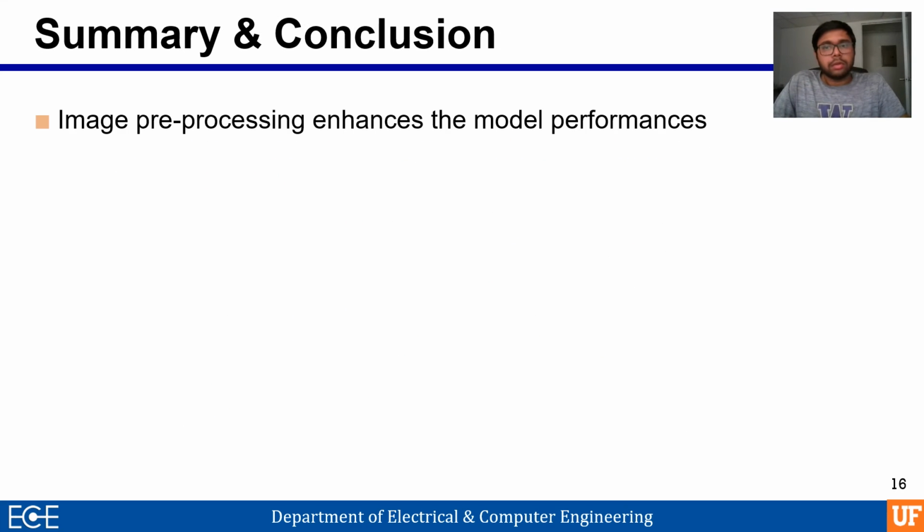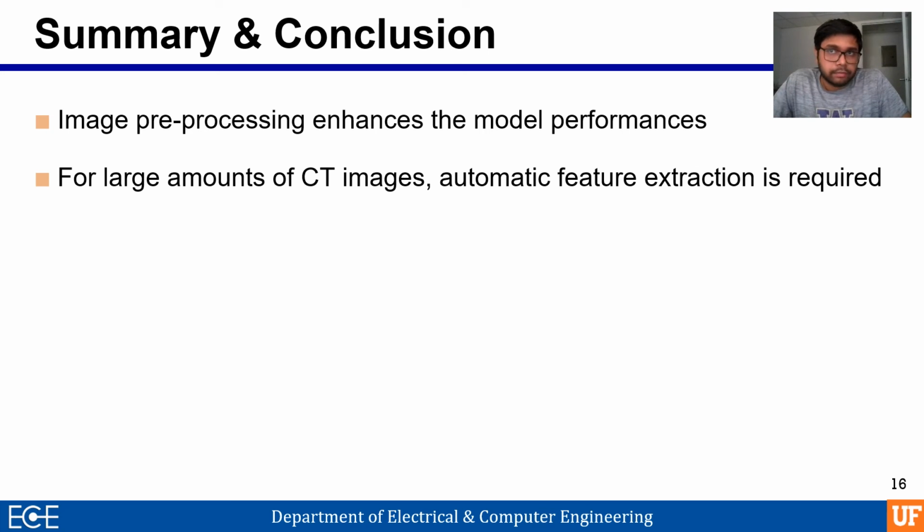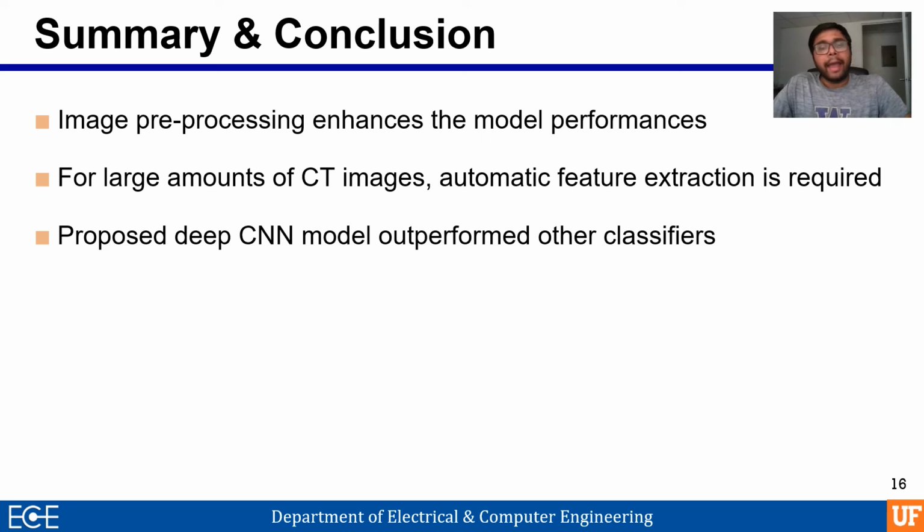To summarize the whole project, I found that different image processing techniques enhance the model performance, and it is always recommended, as modern computer vision algorithms are increasingly incorporating deep learning techniques and convolutional neural networks for large amounts of CT, computer tomography, images. CNN should be the primary choice for automatic feature extraction. The results I found are consistent with the claimed results in earlier research works, and our proposed deep CNN model outperformed all other classifiers.